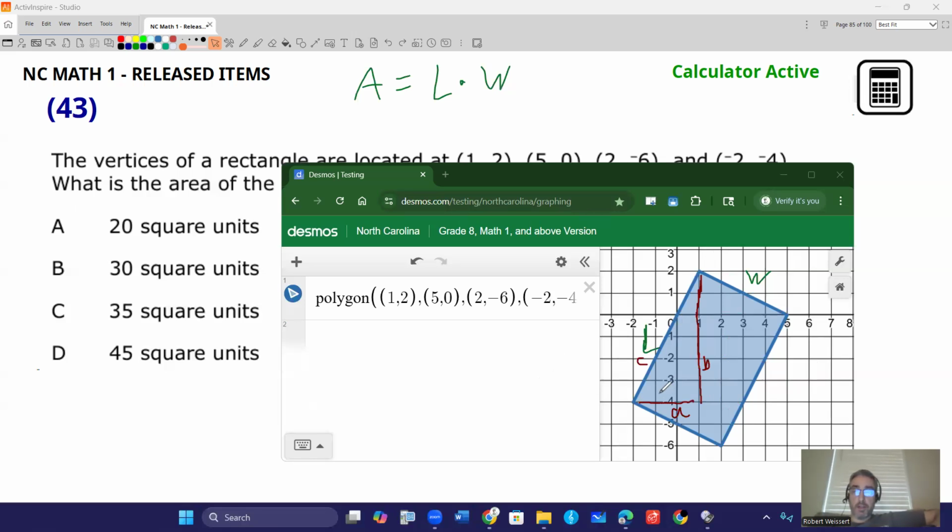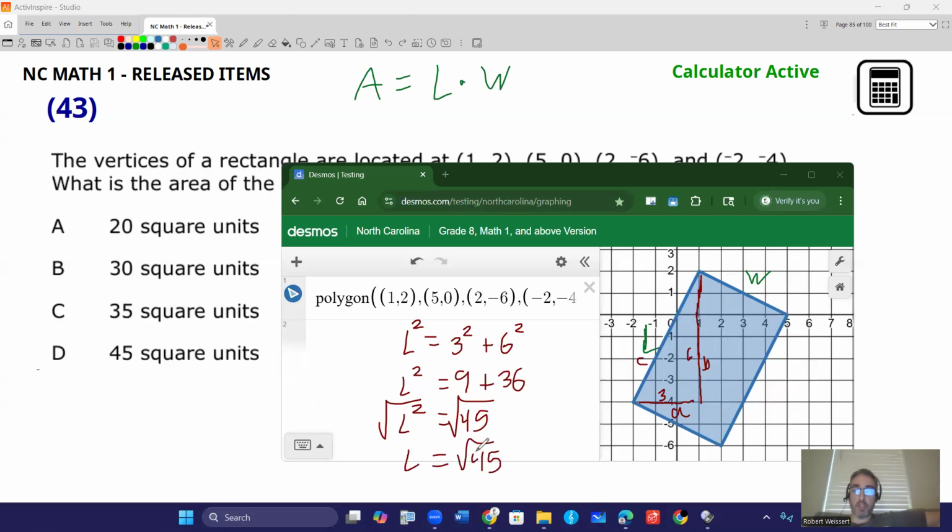So I would do, in this case, 3, and 1, 2, 3, 4, 5, 6. My length squared is going to be 3 squared plus 6 squared. So my length squared is going to be 9 plus 36, which is 45. So my length is going to be the square root of 45. And you can get a decimal approximation of that if you would like. I'm going to do the same thing for my width.